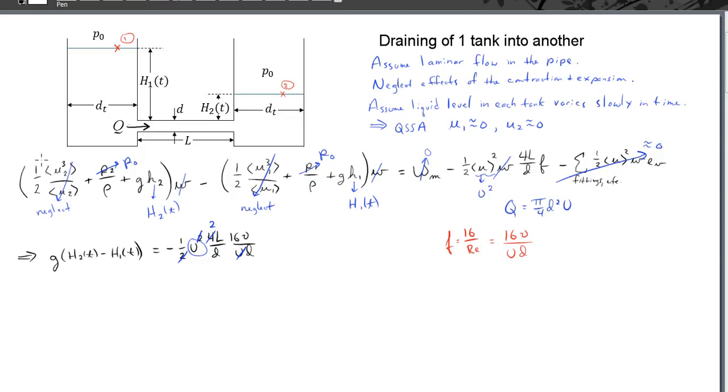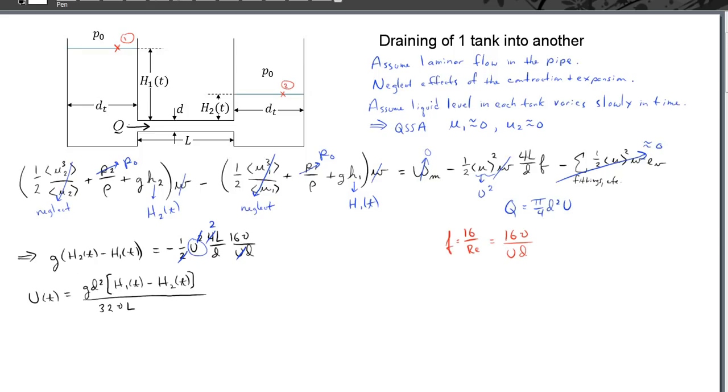And we find that the mean velocity of the fluid in the pipe, capital U, which depends on time, is equal to g. There's a factor of D times D, so D squared, bringing that from the denominator on the right-hand side into the numerator on the left-hand side. Now we have the difference in heights. We'll take this minus sign and switch them around, so we'll get H1 of t minus H2 of t divided by 32 nu times L.